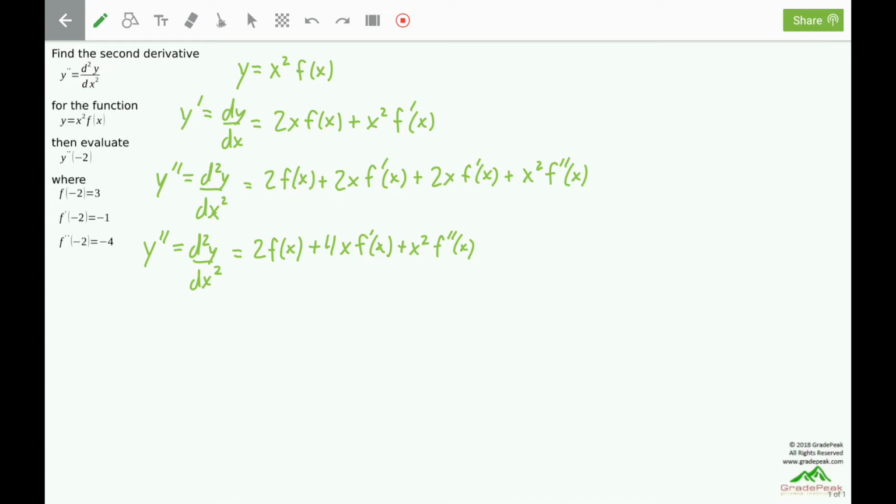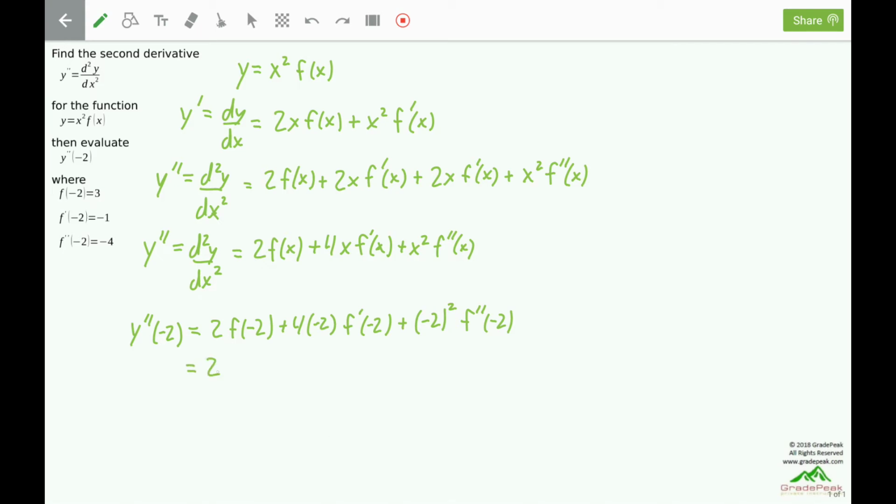We now want to evaluate y double prime of -2. Y double prime of -2 means to plug in -2 in for each of the x's, so we'll have 2 times f of -2 plus 4 times -2 times f prime of -2 plus -2 squared times f double prime of -2.